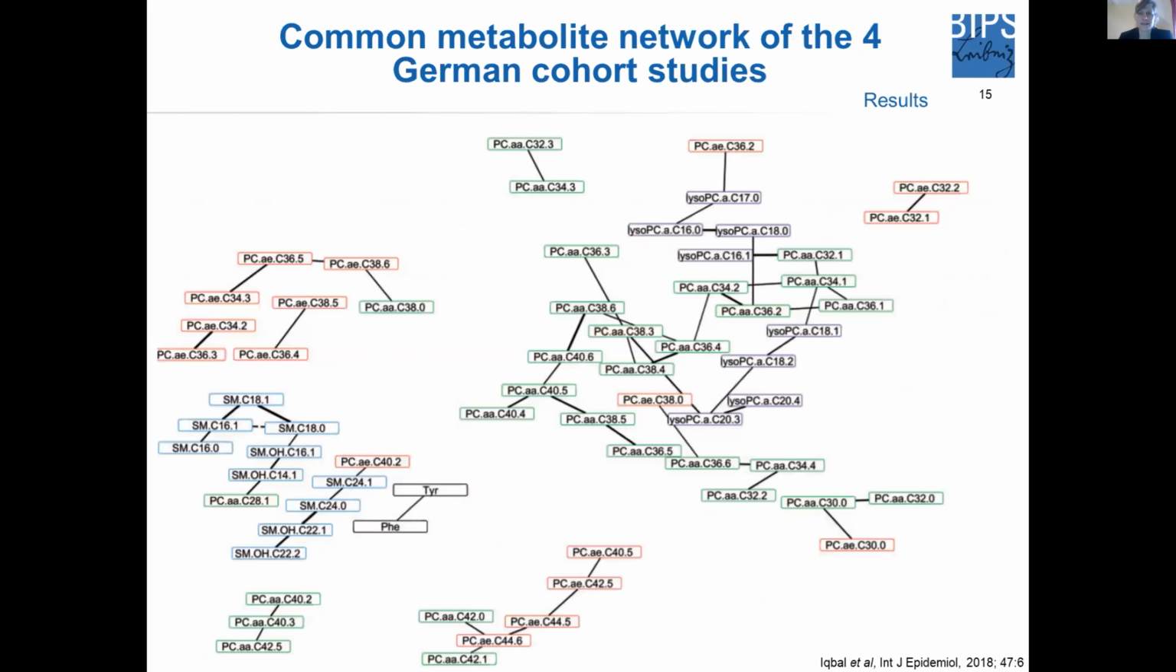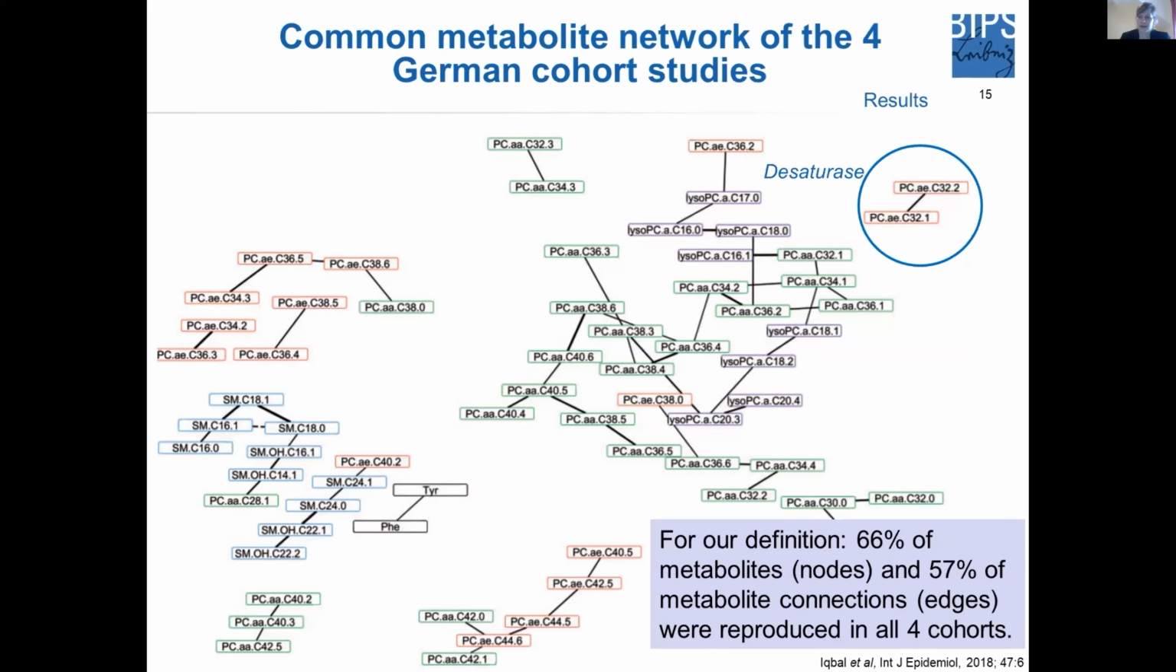So here are the results of this analysis. This is the common metabolite network of the four cohorts. This means we picked out all the metabolites that were the same in the four networks and all the metabolite connections that were the same. And what you can see here, for example, are also some biologically plausible reactions, like a desaturation reaction. And when you look at our definition, what we put in the model, well, 66% of the metabolites and 57% of the metabolite connections could be reproduced in all four cohort studies.